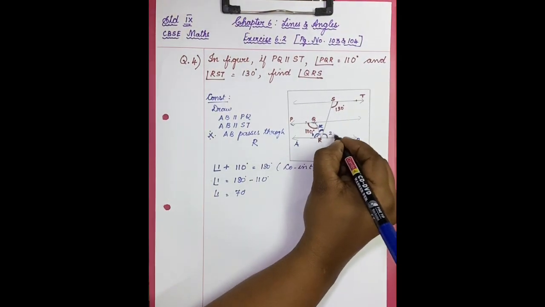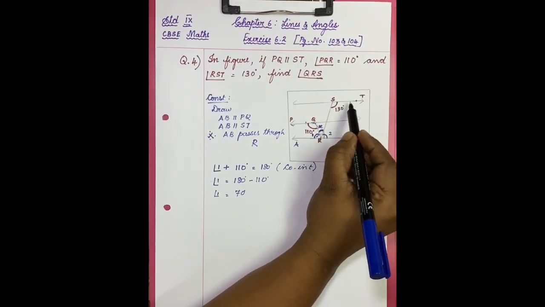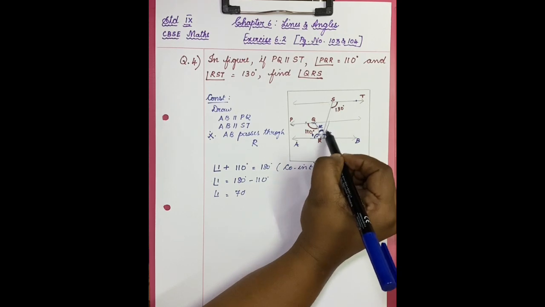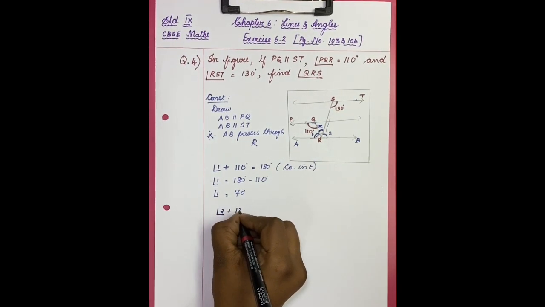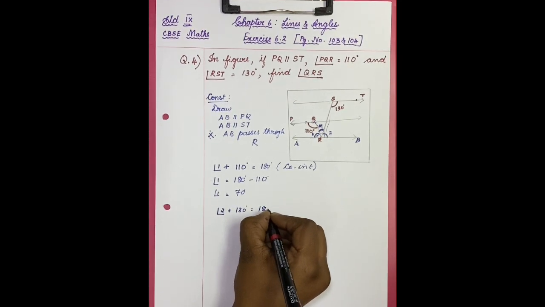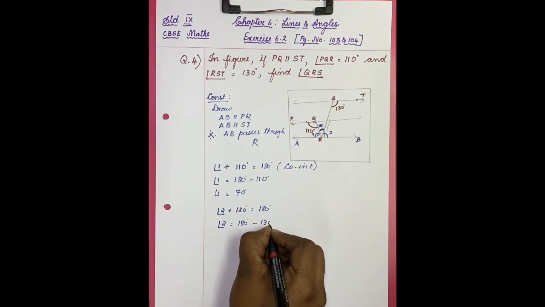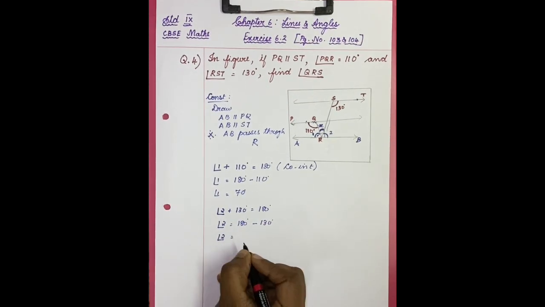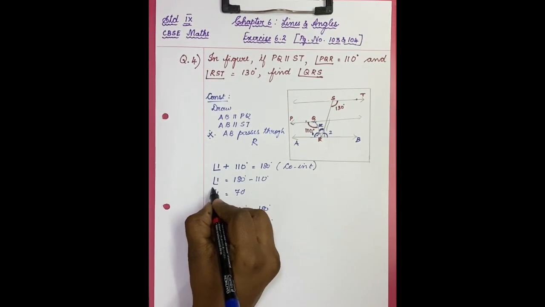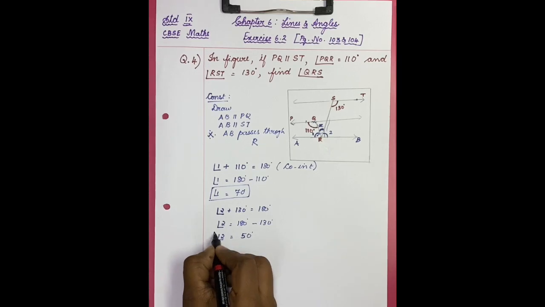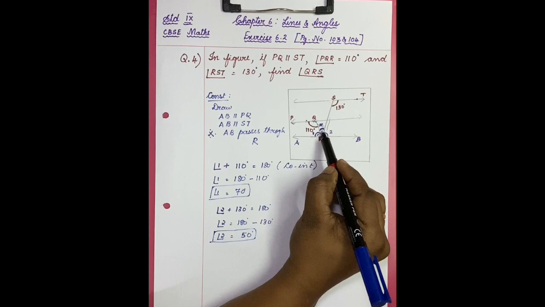So how can I find angle 2? Again, looking at these two, ST is parallel to AB, so there is another co-interior angle. So angle 2 plus 130 degrees is equal to 180 degrees. Angle 2 is equal to 180 degrees minus 130 degrees. Angle 2 is equal to 50 degrees. So we have got the value of angle 1, which is not asked but is needed. Angle 2 also we have got, and now we are going to find the value of x.